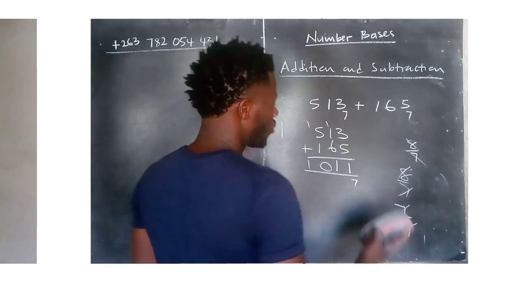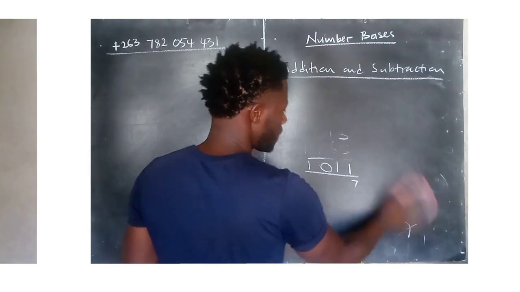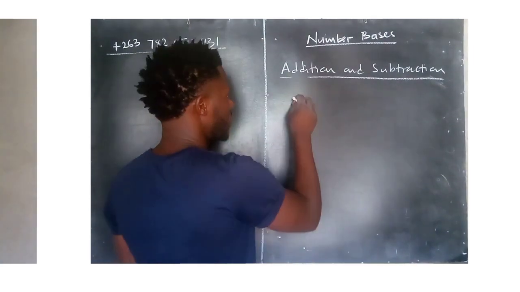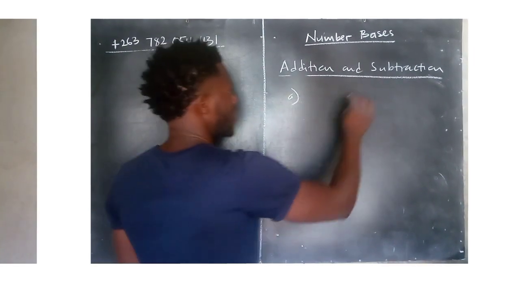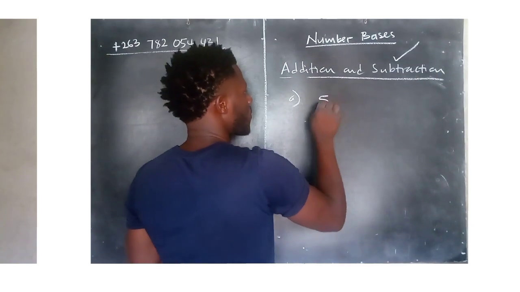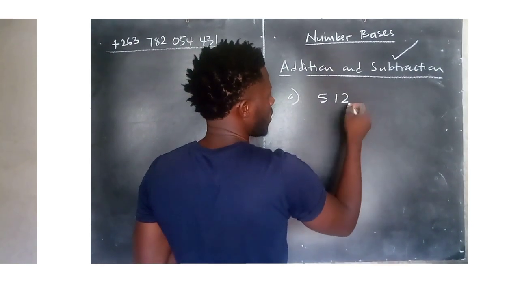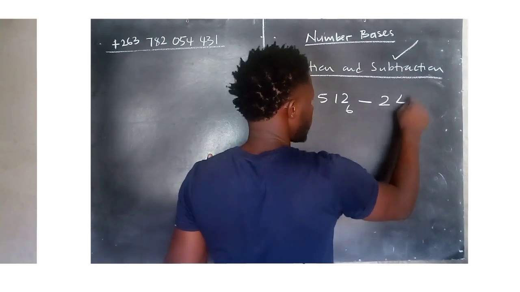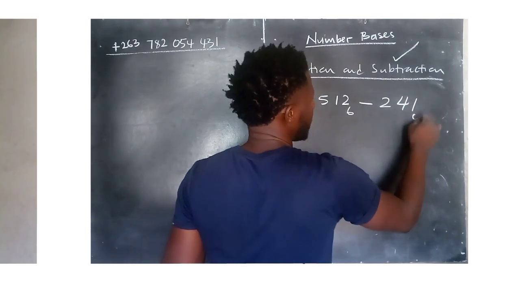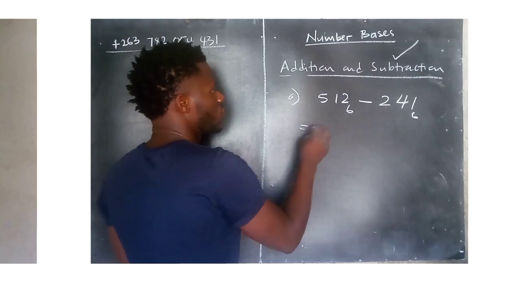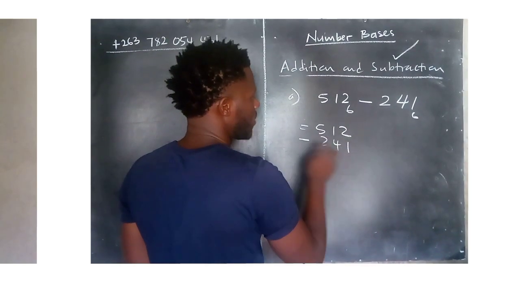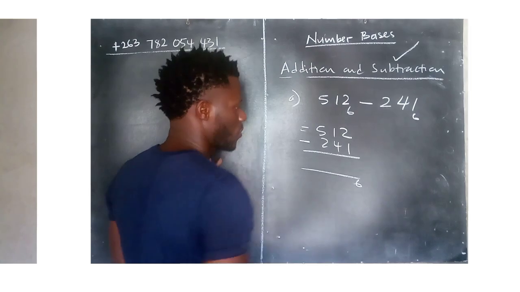Let's quickly go through subtraction. Again, remember we can only subtract numbers of the same base. For example, 512 base 6 minus 241 base 6. Arrange numbers as usual. 512 minus 241, the base is 6.